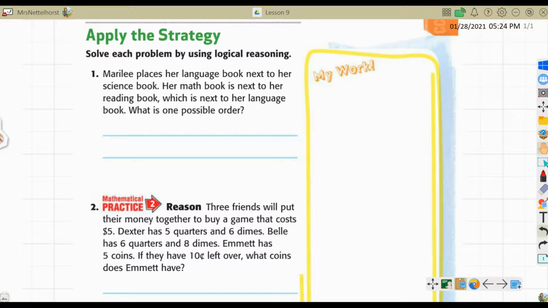Okay, so she has her language book, her science book, and her math book. And apparently she lays them all out on her desk. So we're going to go ahead and draw this. So her language book is next to her science book. Okay, and her math book, and we also have a reading book. And her math book is next to her reading book, which is next to her language book. So the reading book is next to the language book. And her math book is next to that. I wonder if I can move this over as one unit.